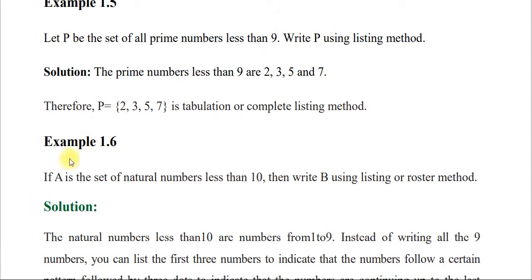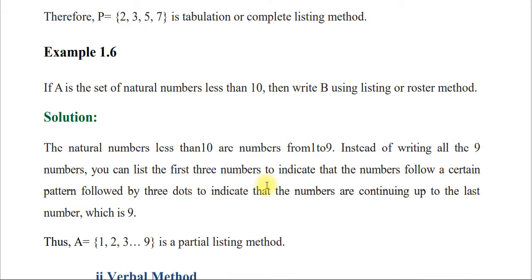Next example. If A is the set of natural numbers less than 10, then write B using listing or roster method. አሁን እንግዲህ A የተባለ ሴት ከ10 ያነሱ መቁጠሪያ ቁጥሮች ስብስብ ቢሆን ቢን በሊስቲንግ ሜትድ ግለጹት እያለን ነው። ስለዚህ ግዴታ ሁሉንም መዘርዘር አያስፈልገንም እዚህ ጋር። ያ ማለት either completely or partially ሊስት ማድረግ እንችላለን ብለናል ከላይ። ግማሽ በግማሽ ወይም ሙሉ በሙሉ ሊስት ማድረግ። ስለዚህ የተሰጠናቸው ኤሌመንቶች በርካታ ከሆኑ ምን እናደርጋለን?